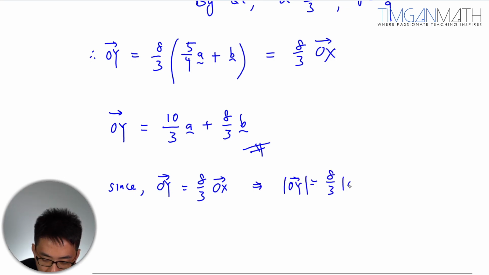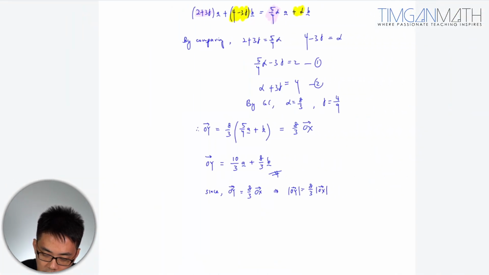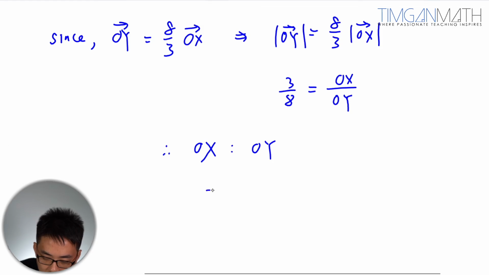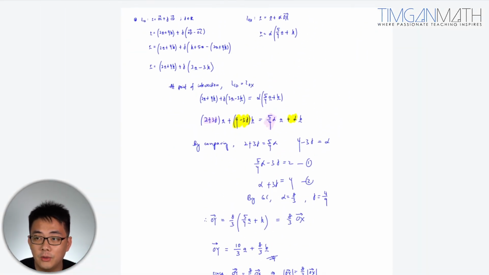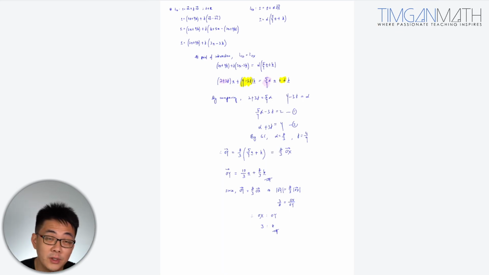You can't really divide vectors, okay? So once you divide it, we can actually divide OX to OY. So this is OX. So 3/8 is equal to OX to OY. OX to OY is just 3 to 8. Okay, so that's how we do this question here proficiently. If you have any questions at all, please let us know. Keep practicing and I'll see you in the next question.